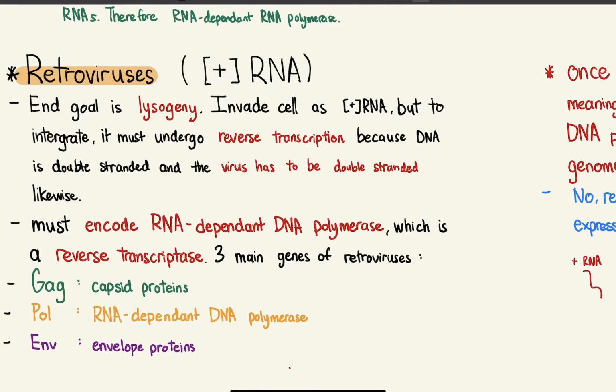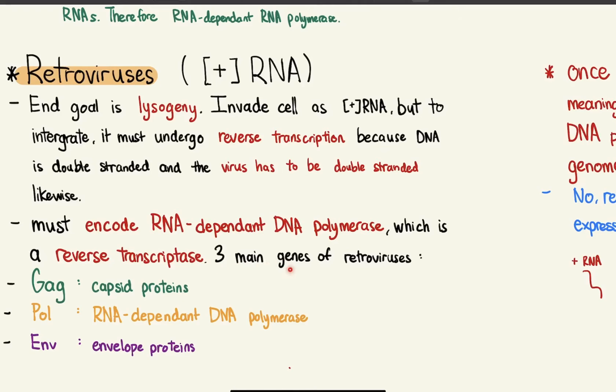So here's what happens. The first step is invasion of the cell as a positive RNA, and to integrate, it must undergo reverse transcription because DNA is double-stranded and the virus has to be double-stranded likewise. So it must encode RNA-dependent DNA polymerase. Now, you should have an understanding of what this means in terms of the RNA-dependent. It's still RNA-dependent because, again, it's being translated from the positive RNA. And the DNA polymerase will allow the replication, and this is the reverse transcriptase itself.